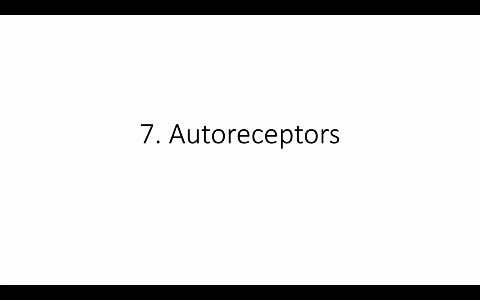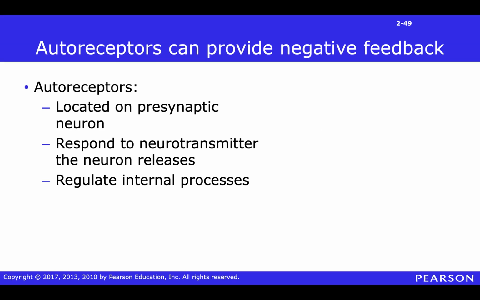So when the neurotransmitter is released into the synapse, a number of things can happen. It can bind to postsynaptic receptors, fulfilling its role of communicating to the postsynaptic neuron. It can be eliminated through reuptake and/or enzymatic destruction, or it could bind to a presynaptic autoreceptor.